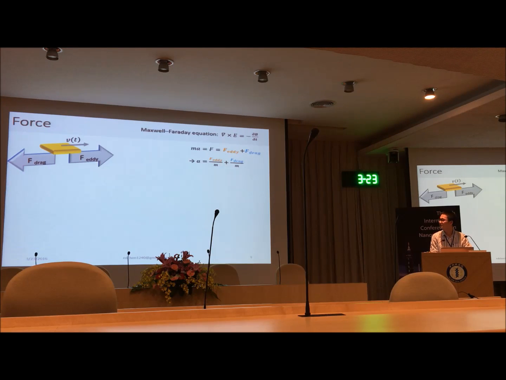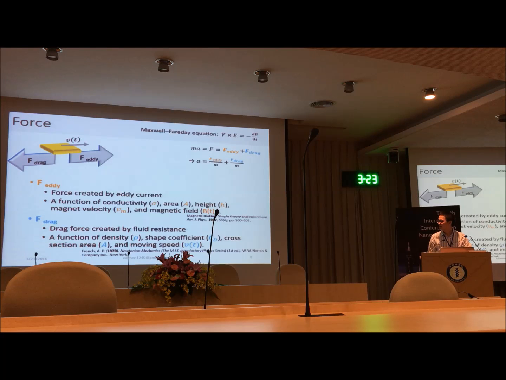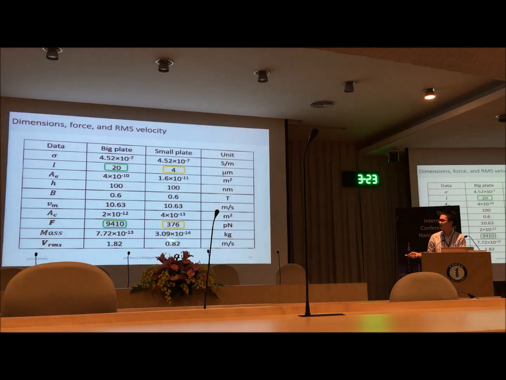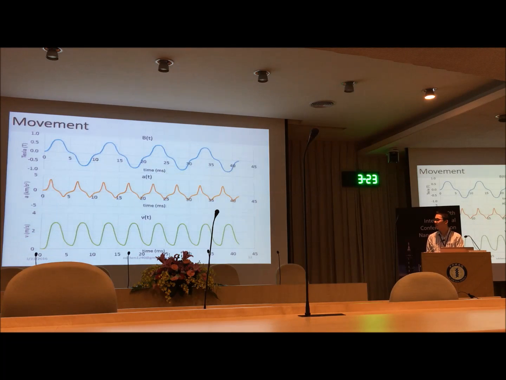So we start with Newton's second law, and thankfully we found research that studies the force that exists in magnetic braking. So we will have a differential equation like this. Following that, we apply our calculation to our gold microplates. One is 20 and the other is 4 micrometers long. The result is that the forces on these 2 microplates have a significant difference, so we believe we can separate them according to their size.